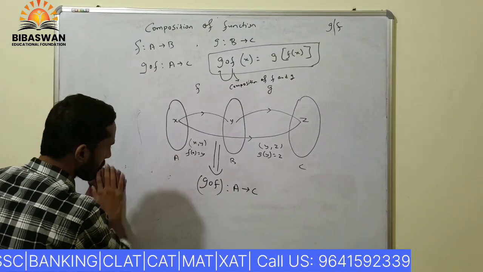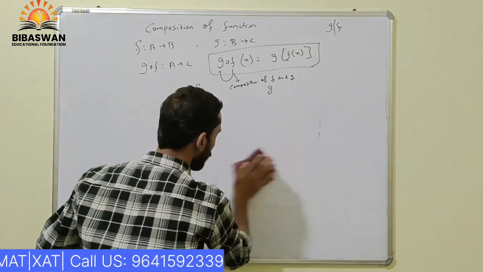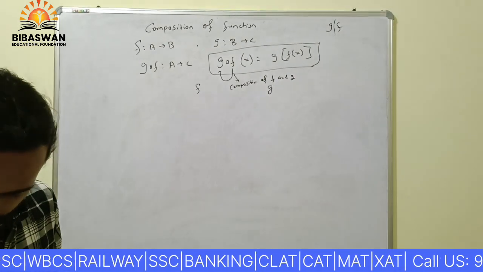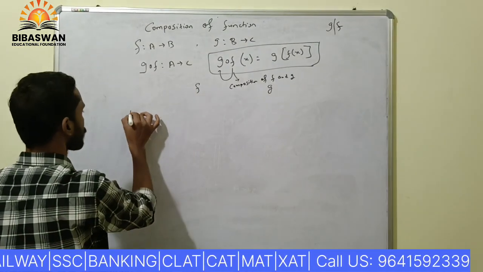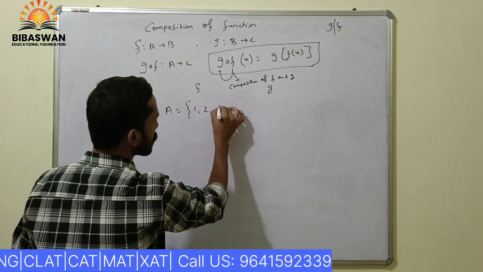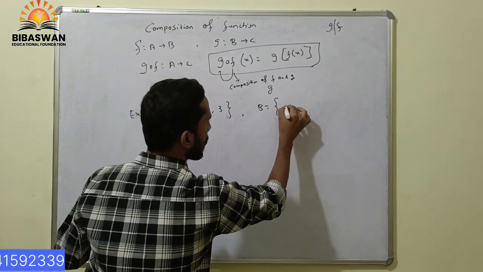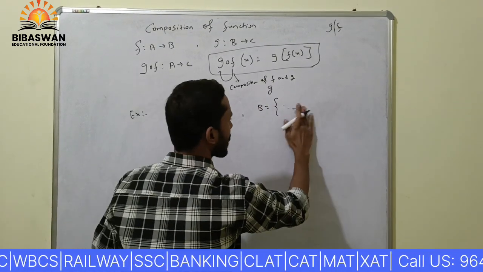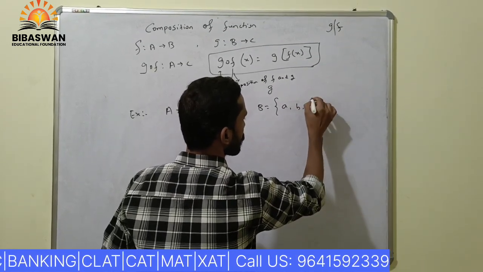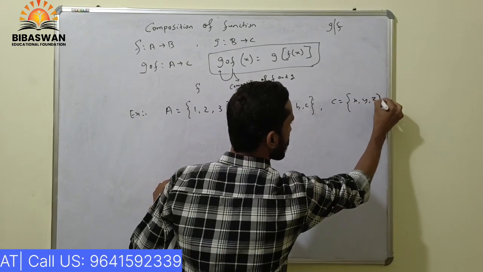Now I will give you a very easy example, so that you can connect what is the meaning of composition. Let us assume set A is 1, 2, 3. Set B is A, B, C. And set C is X, Y, Z.